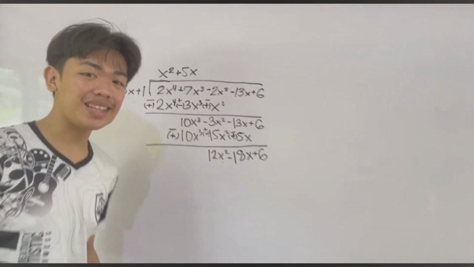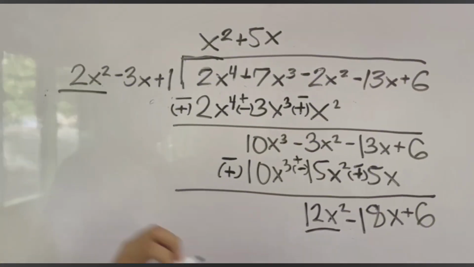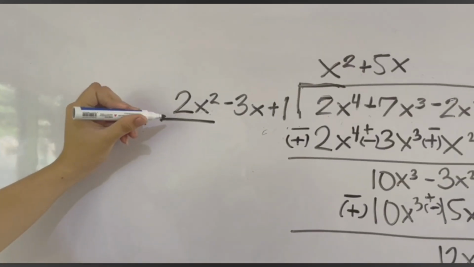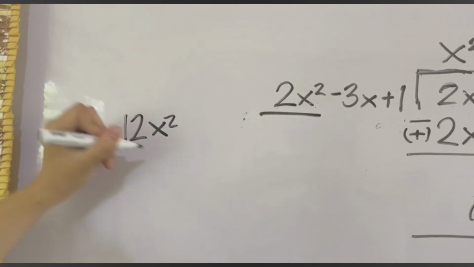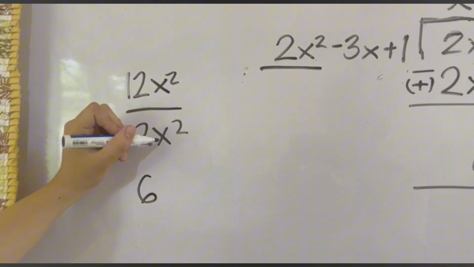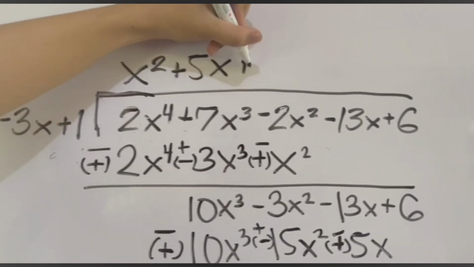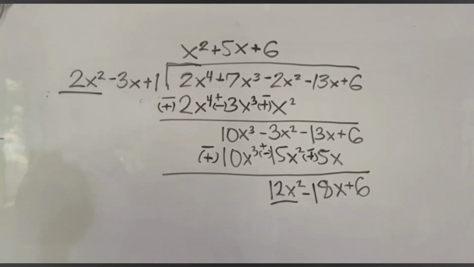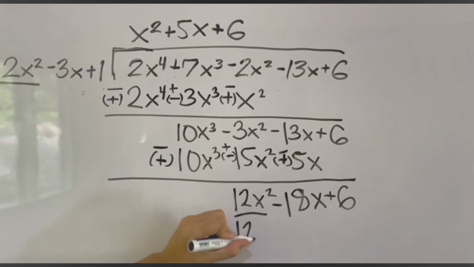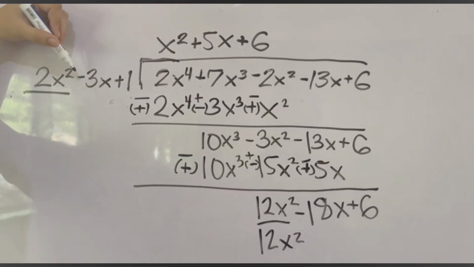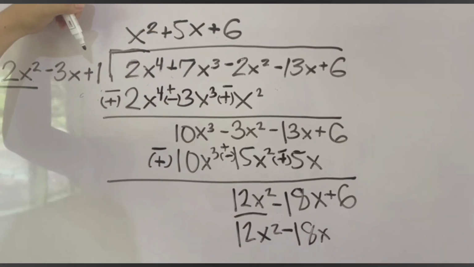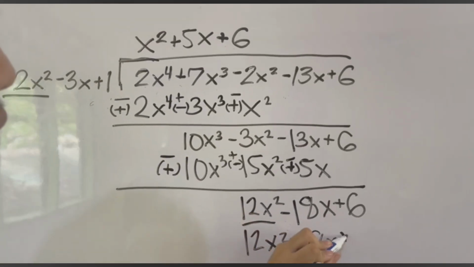Now we'll repeat the process again. We get the first terms and divide them. 12x squared divided by 2x squared: 12 divided by 2 is 6, and x squared divided by x squared is x to the power 0. So our answer is positive 6. After that, we repeat the process by multiplying it by our divisor. 6 multiplied by 2x squared is 12x squared. 6 multiplied by negative 3x is negative 18x. 6 multiplied by 1 is 6.